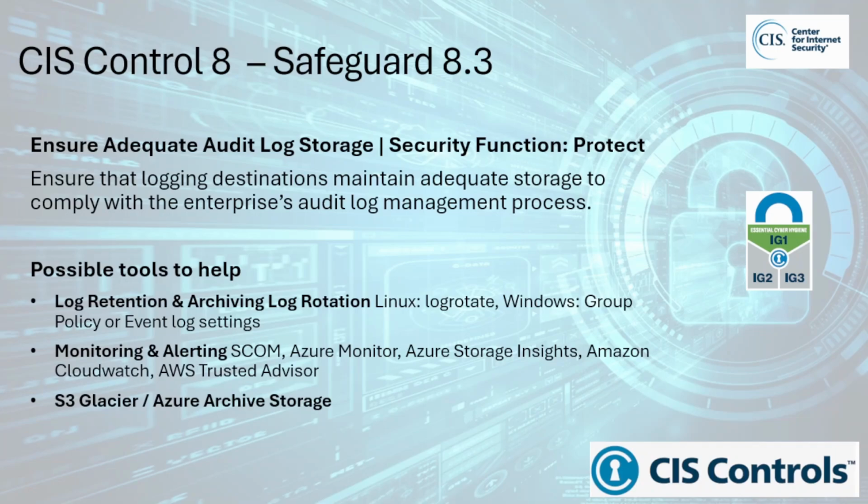Possible tools to help with the Safeguard include log retention and archiving log rotation. This ensures that older logs are archived or deleted according to defined retention policies. For example, Linux logrotate, Windows group policy or event log settings. Monitoring and alerting. Provide real-time alerting, analysis, and dashboard visualization on log data storage. SCOM, Azure Monitor, Azure Storage Insights, Amazon CloudWatch, and AWS Trusted Advisor are tools that can be used for this. AWS S3 Glacier or Azure Archive Storage ensure logs are kept for required timeframes and remove old logs securely.